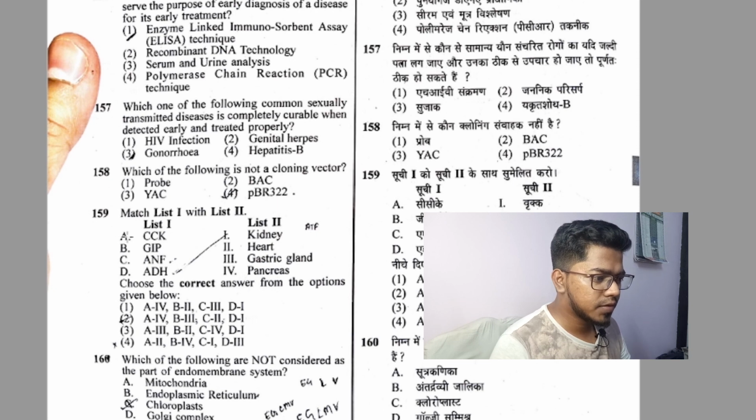Okay, yeah, this 159th one, I think ADH, antidiuretic hormone, kidney, okay. CCK, cholecystokinin, GIP is gastric inhibitory peptide. So, B3, I think, B3, yeah, second option, yes.